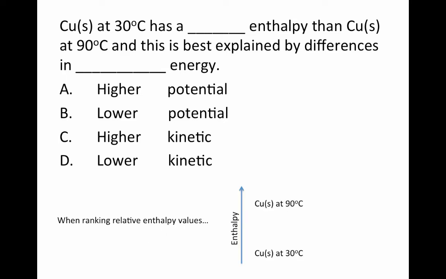When ranking these, the copper solid at 30 degrees is at a lower enthalpy value than the copper solid at 90 degrees. We would have to add energy to take it from 30 degrees to 90 degrees. So therefore the copper solid at 30 has the lower enthalpy value.